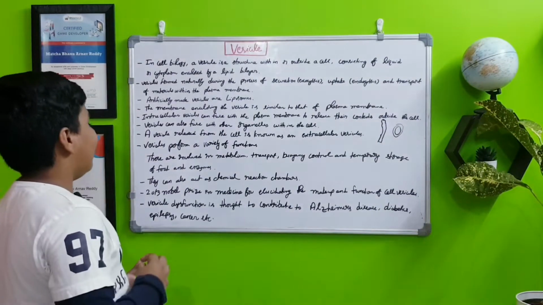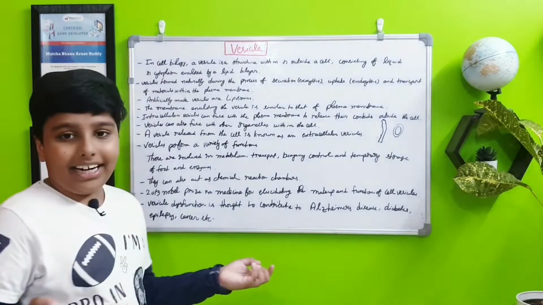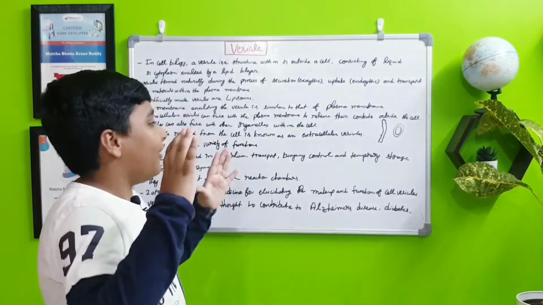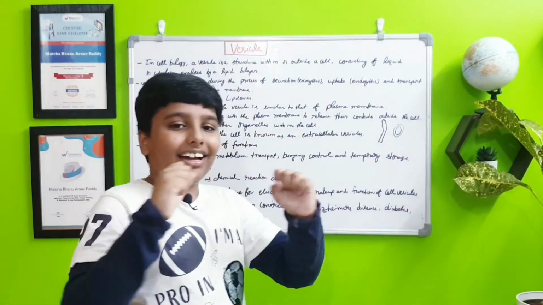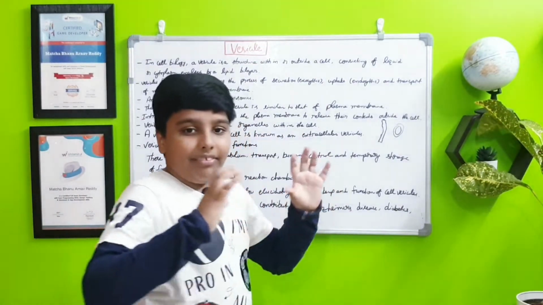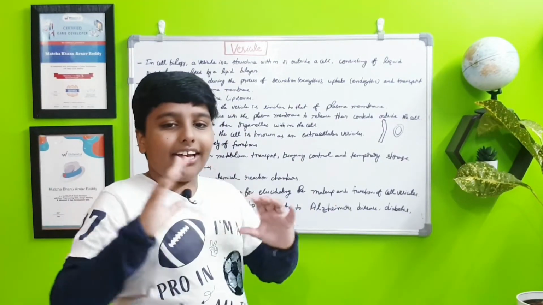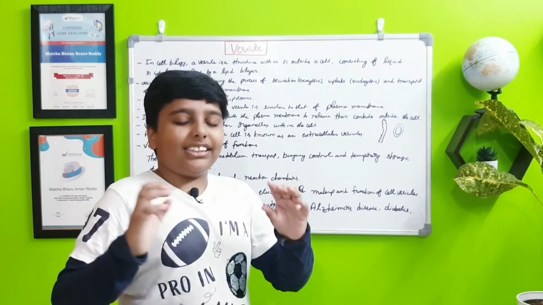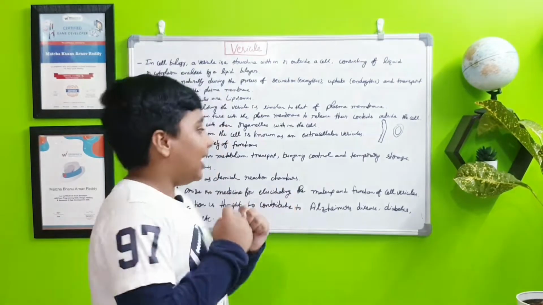They can also act as chemical reaction chambers. So chemicals can react inside these vesicles. So vesicles are like rooms where these reactions happen inside the vesicle.